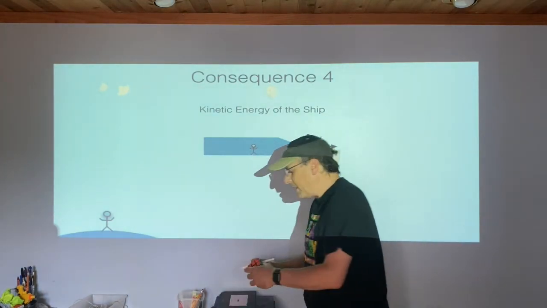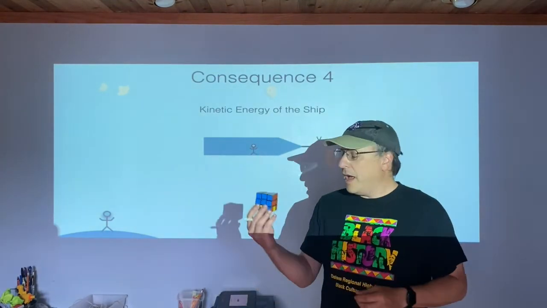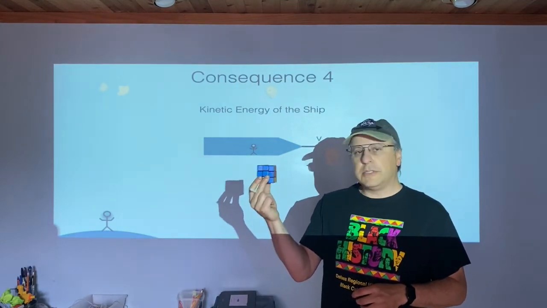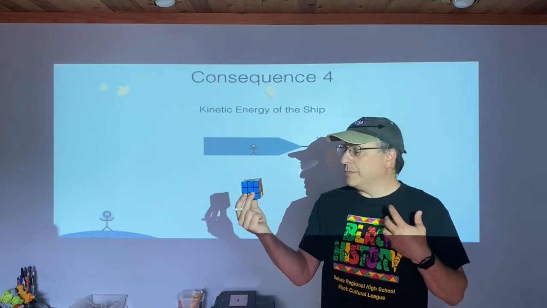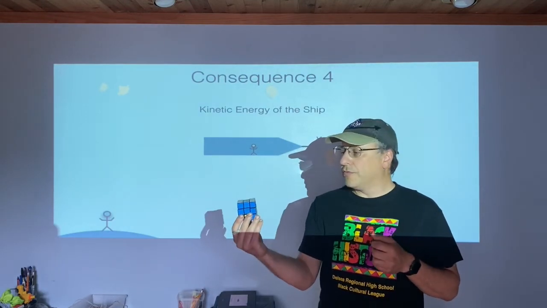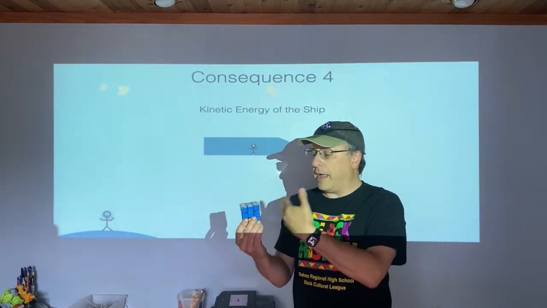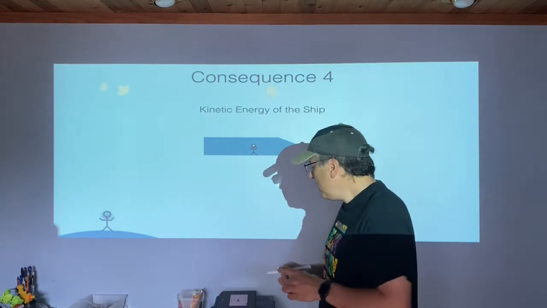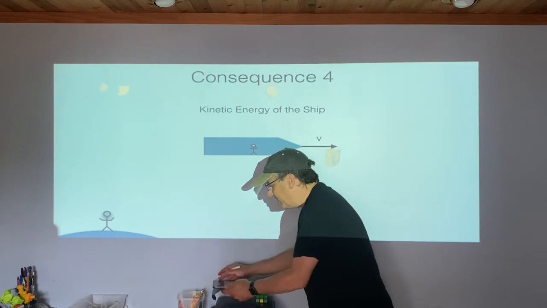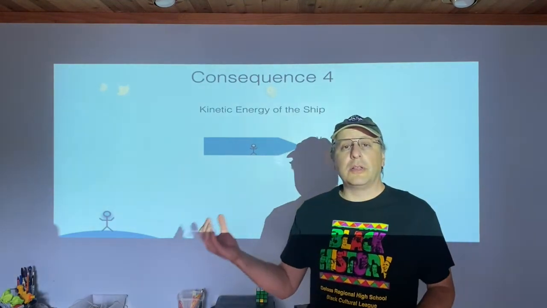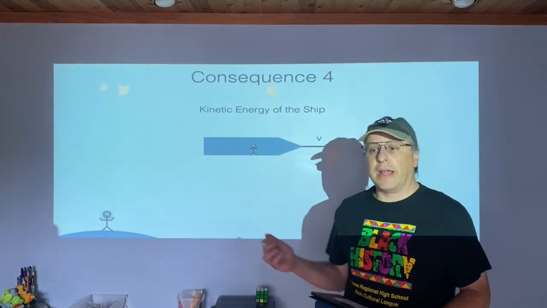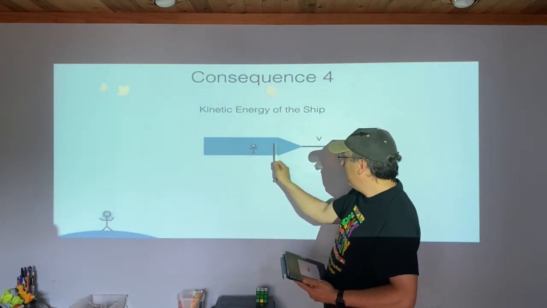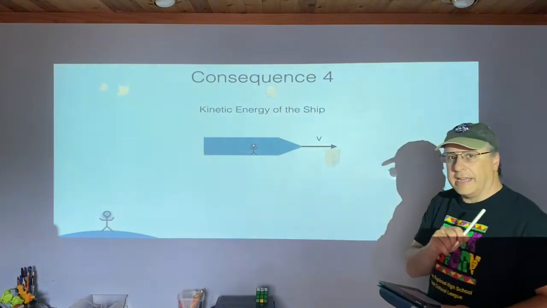For instance, if I was to look at this Rubik's Cube, I would think it has no kinetic energy. But realize it's moving. The Earth is moving around the sun. The Earth is rotating. But from my frame of reference, it appears it's at rest and it has no kinetic energy. So kinetic energy will look different from different frames of reference. So you're doing the guy on Earth. How does he see this kinetic energy?